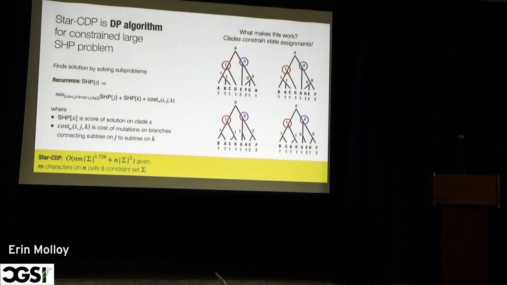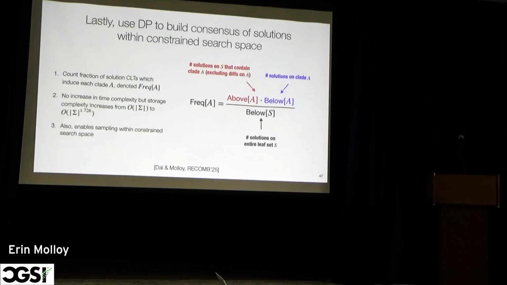And this is the recurrence for people who are dying to see it, and the time complexity for people who are dying to see it. But the key is that this is polynomial time, and it takes a small amount of time on top of the heuristic search that you're doing. Okay, and you can also do pre-computation to kind of speed this up.